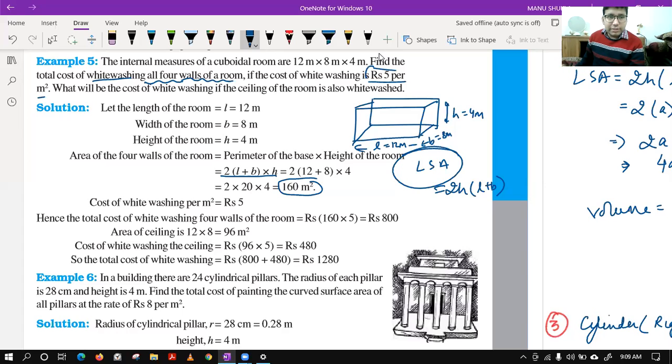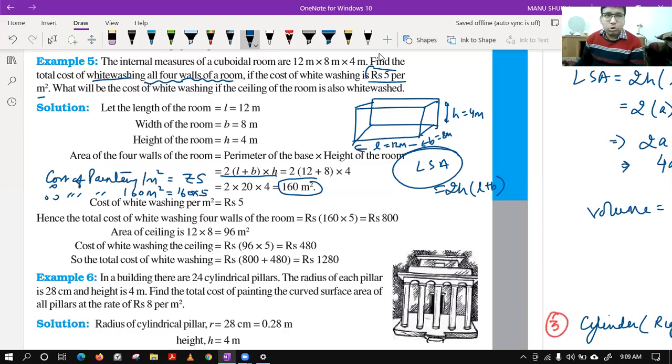So you can say the cost of painting 1 meter square is rupees 5. Therefore the cost of painting 160 meter square will be 160 into 5, and that will be the answer, 800. This is the cost of whitewashing the 4 walls, that is the side walls.